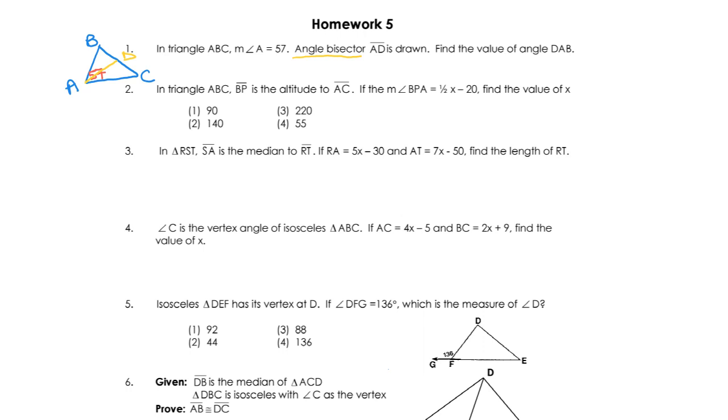They want you to find the value of angle DAB. So angle D to A to B is half of that 57. I say it's half of 57 because they said that it's an angle bisector, right? And so we're going to go ahead and say that half of 57, or 57 divided by 2, is going to equal 28.5 degrees. And that's going to be equal to angle DAB.